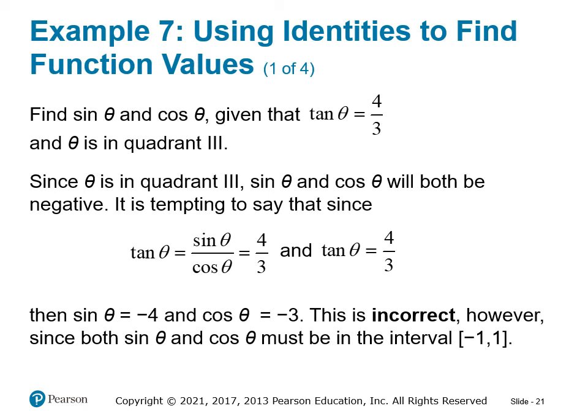Now, it's tempting to say that since tangent equals sine over cosine and tangent equals 4 over 3, that maybe sine theta is 4 and cosine theta is 3. But that would be incorrect. And we could even say, oh, well, since they're both negative, then sine is negative 4 and cosine is negative 3. But that doesn't necessarily work out as well. And remember also, it's not even possible for that to be true because sine and cosine have to be between negative 1 and 1. So we've got a little more work to do than just that.